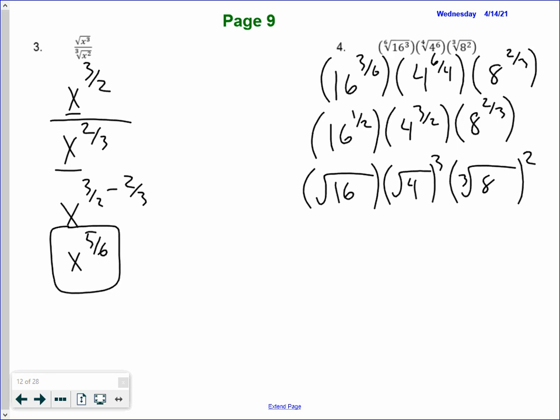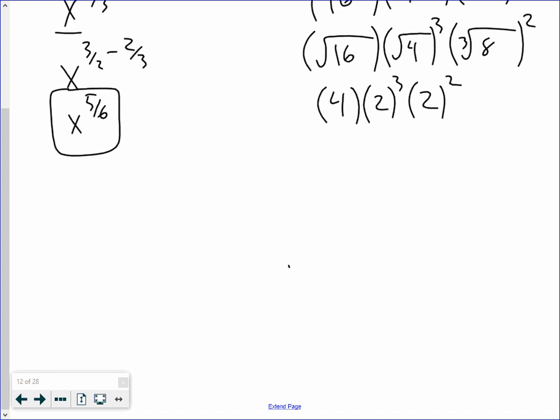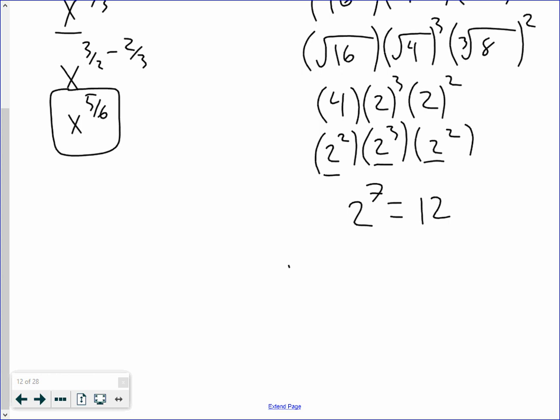And what we can do here is we see the square root of 16 gives us 4. The square root of 4 is 2, so you have 2 cubed. And the cube root of 8 is 2, all squared. So what we see here is that we can solve this all out normally, just multiply it all together, or we can see that 4 is the same thing as 2 squared. So we get 2 squared times 2 to the 3rd times 2 squared. And we have the same base for each of these terms, so we just add all the exponents. So we get 2 to the 7th, which gives us 128.